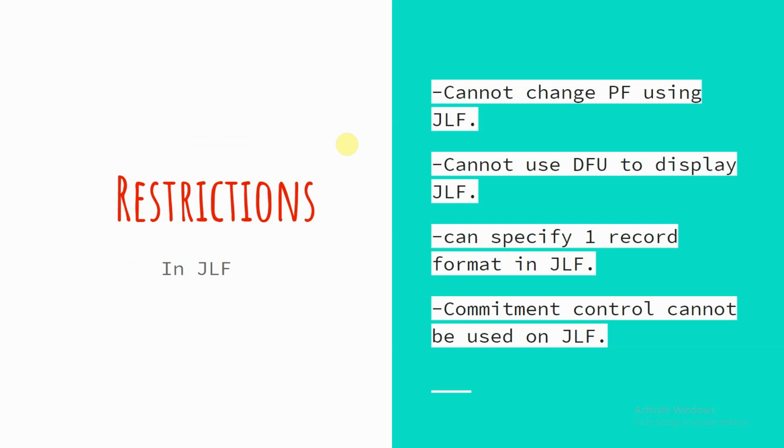Now there are some restrictions as well in JLF. Before using the JLF, you must consider these things: you cannot change your PFs using that JLF. You cannot use GFU to display the JLF. You can specify only one record format in JLF, but you are able to join two or more than two physical files. Commitment control cannot be used on JLF. So whenever you are using the commitment control option, you don't go for JLF, and you need to think of something else.